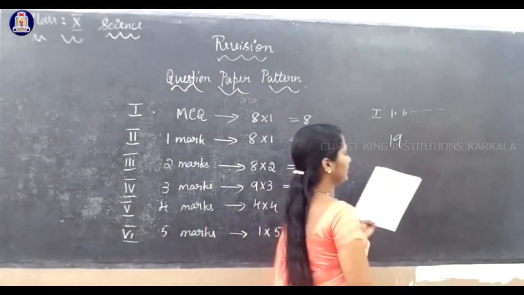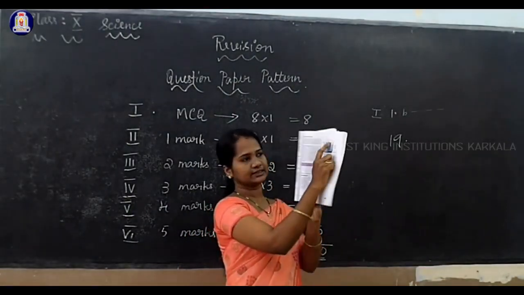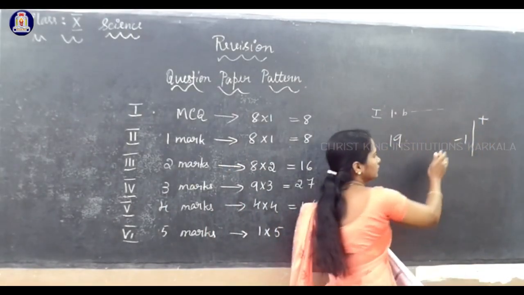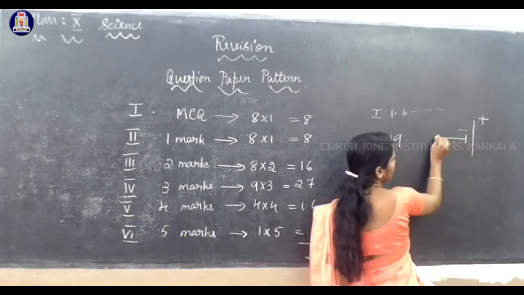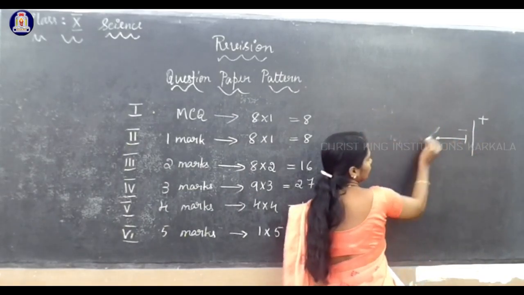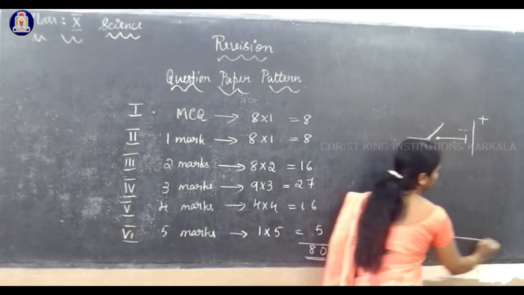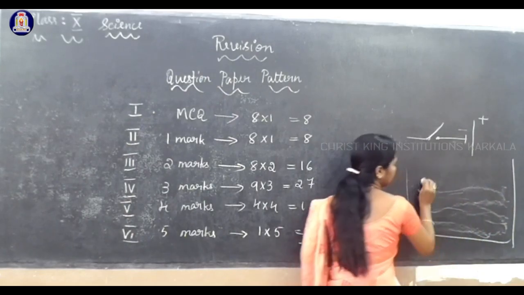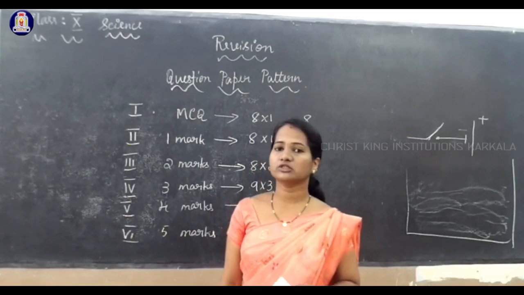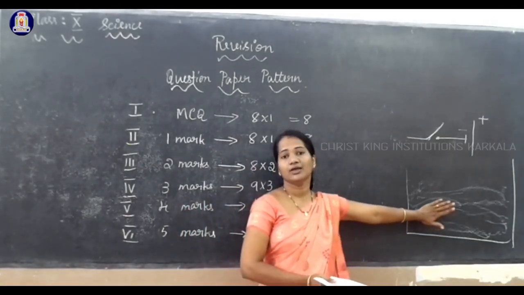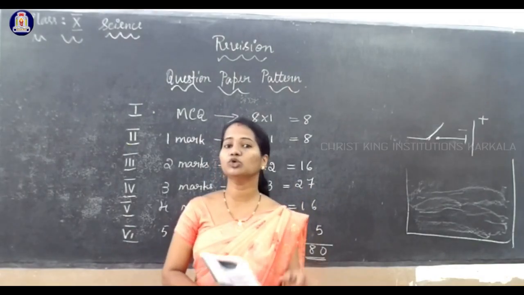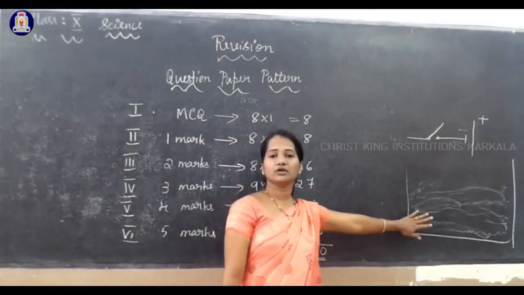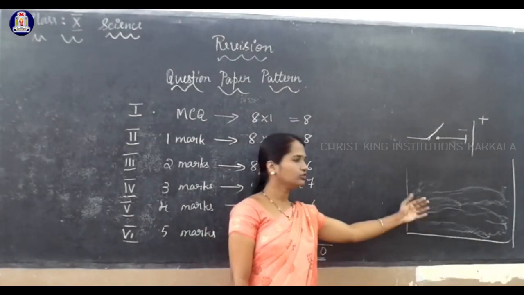One cell is connected there. A cell is given, with one positive terminal and one negative terminal. This cell is connected to a key, and in the beaker you are taking acidified copper sulfate solution. This diagram is given for the assignment, but most of you did not draw the solution here. It is given in your textbook, shaded in light blue color. That is the acidified copper sulfate solution that we have to take in the beaker.